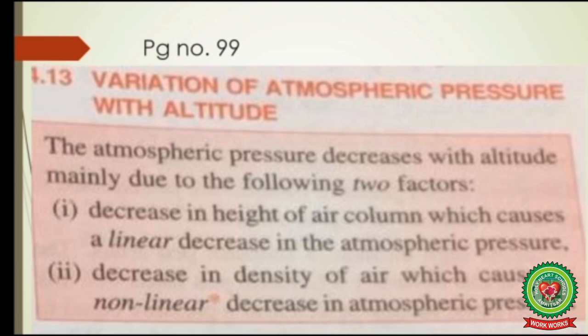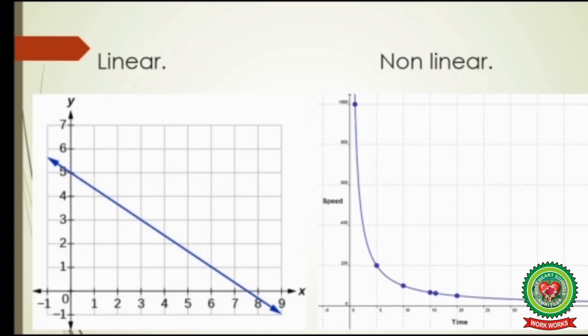Now, what is the meaning of linear and non-linear decrease? Let's have a look on these graphs. Linear decrease means the decrease which happens at a constant rate, which results in a straight line graph. And the decrease which is not happening at a constant rate, like here in this graph, the decrease is first very rapid and then it becomes very slow. Means it is not happening at a constant rate. Such a decrease is called non-linear decrease.